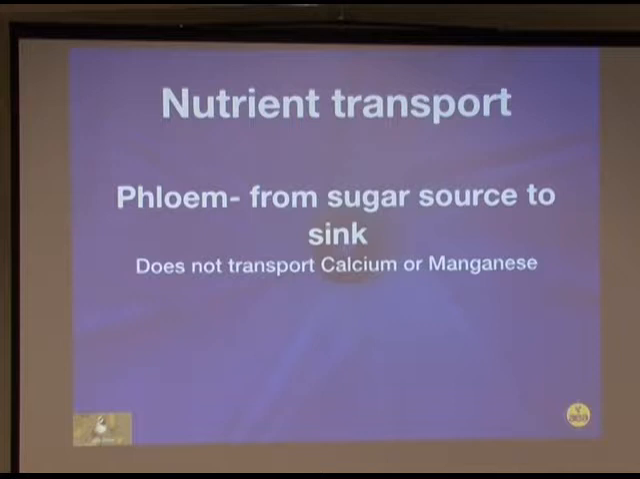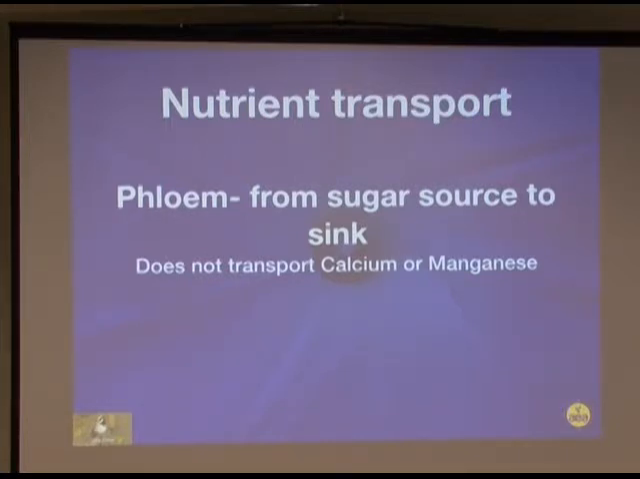For the sake of this discussion, the interesting part about phloem is phloem transport is sugar water. The solution that the phloem is moving is 16% solids, 16% dry matter. So we're talking about something that has a very high sugar content. And the interesting part about the phloem is that it does not transport calcium and it does not transport manganese.